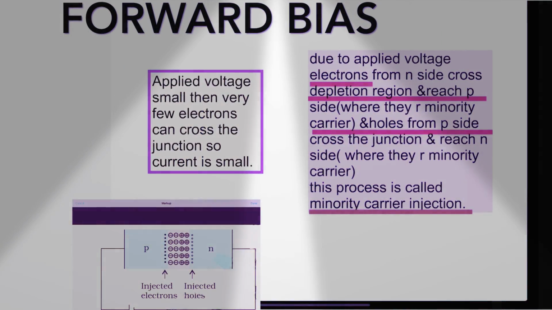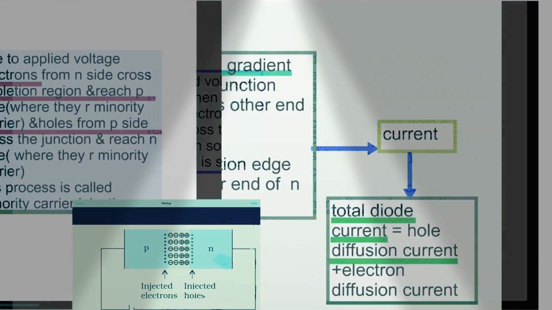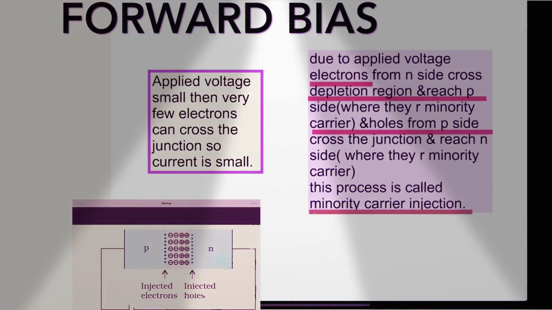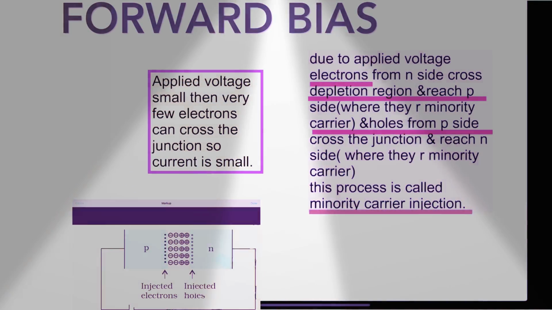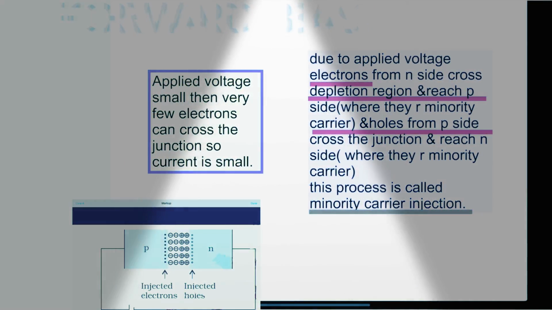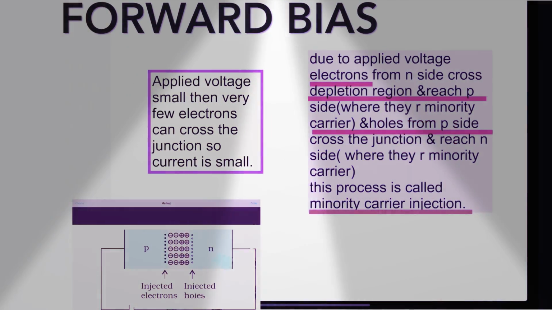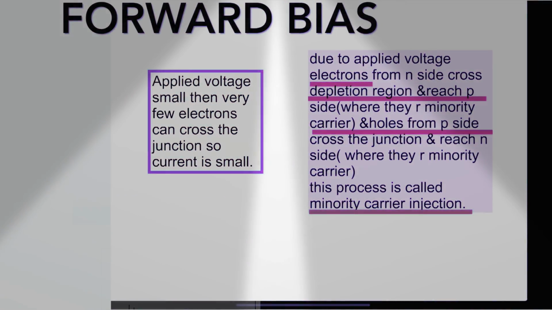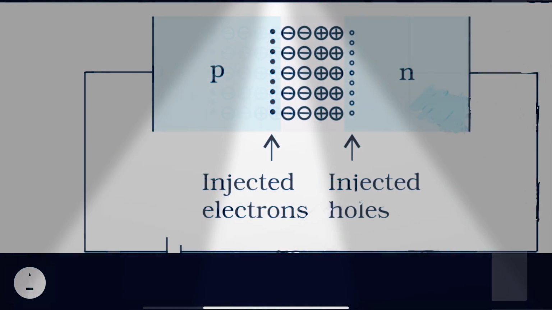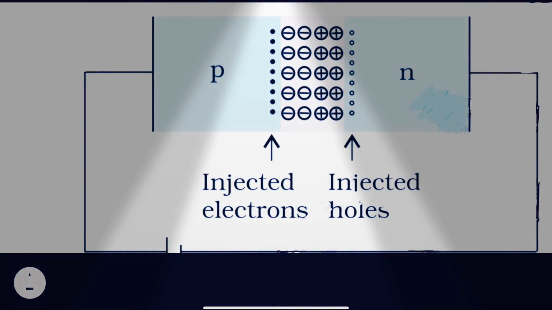Now one more thing happens. Due to applied voltage, electrons from N side cross depletion region and reach P side, and holes from P side cross depletion region and reach N side, where they are minority carriers. This process is called minority carrier injection. Remember this by looking at the figure.